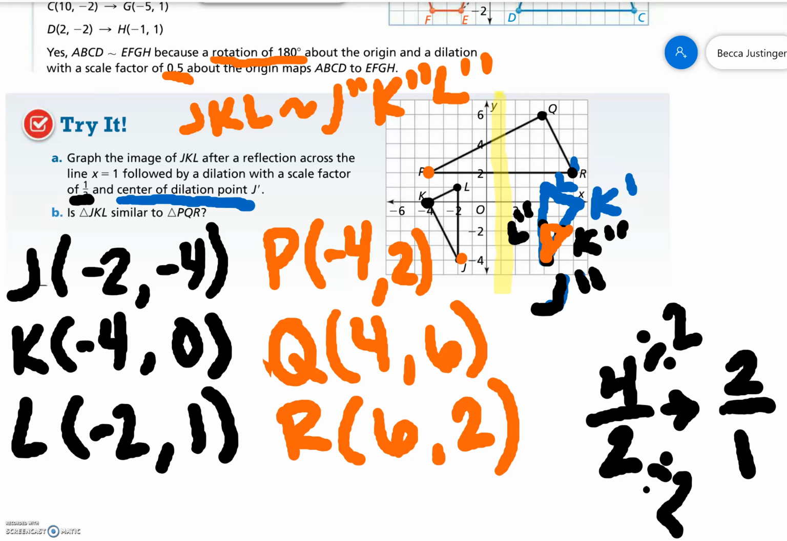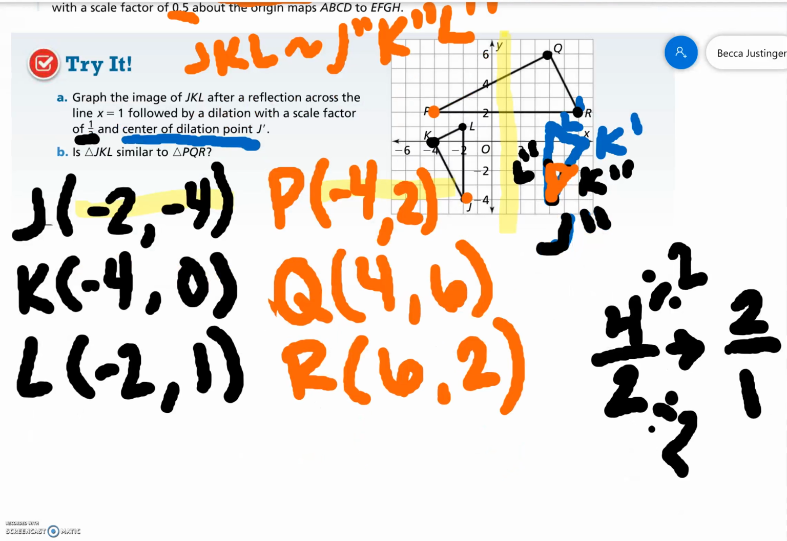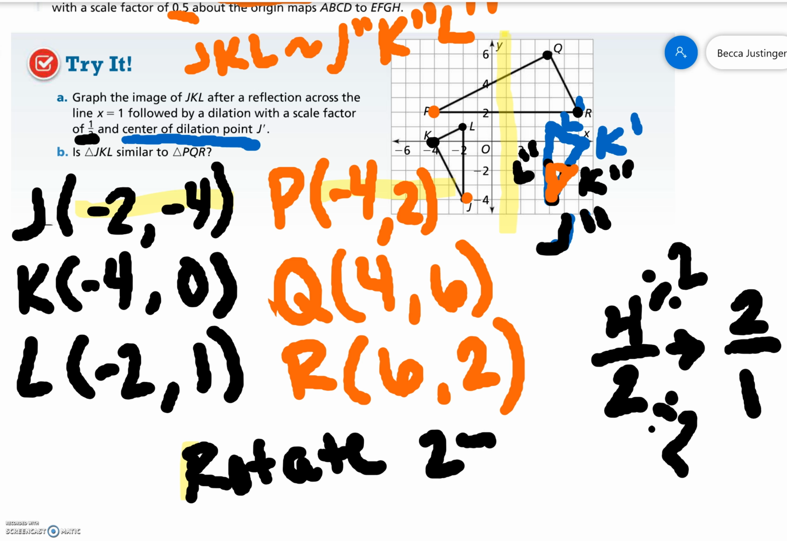Okay, so if I look at the points J and P, I can see something specific happening. The X and Y values are switching, so that tells me it's either a rotation of 90 degrees or 270. Looking at the figures, I can tell it's 270, so we're going to rotate it 270 degrees, and then I look at the lengths and see what my dilation factor is.